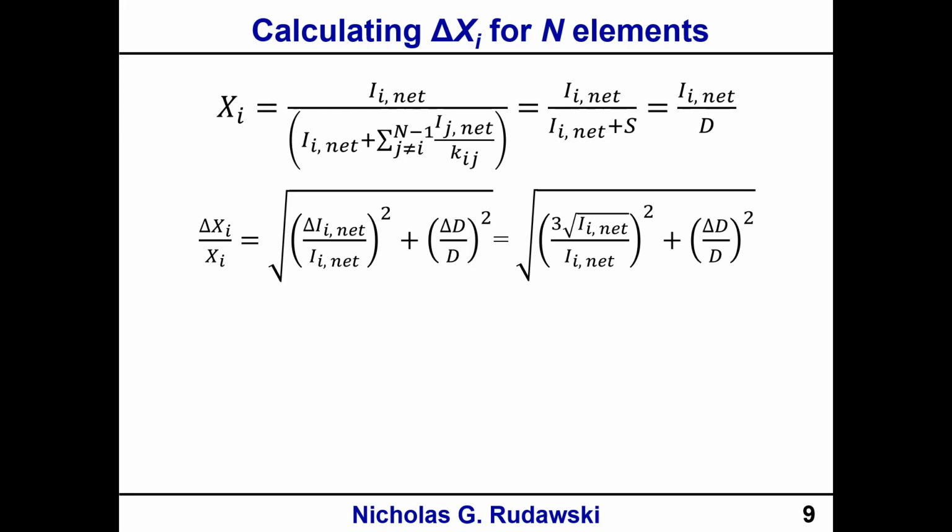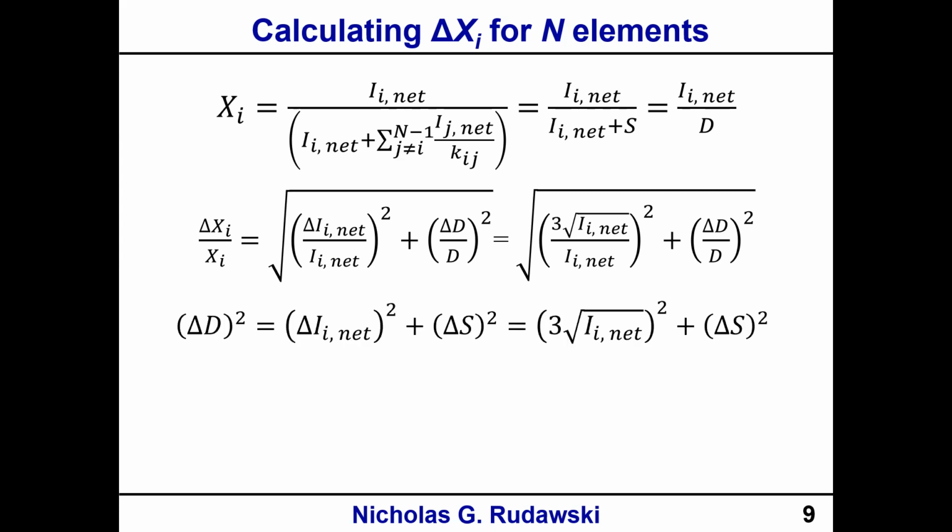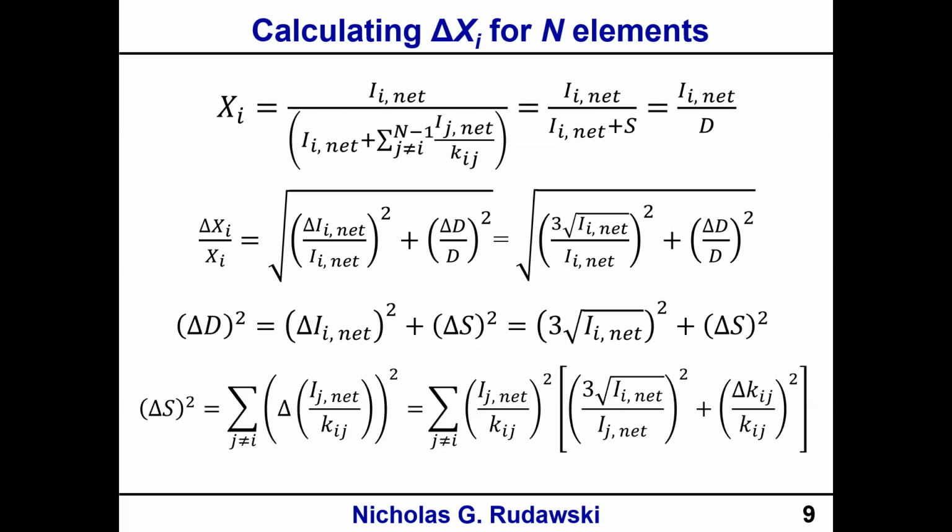Right, then we can substitute in the relationship for delta I sub I net. And now we need to expand on delta D divided by D. Because D is the sum of I sub I net plus S, we have two terms that we're summing. We can again expand delta I sub I net as 3 times the square root of I sub I net, and then we have delta S squared in the summation term. So the summation term error squared is this.